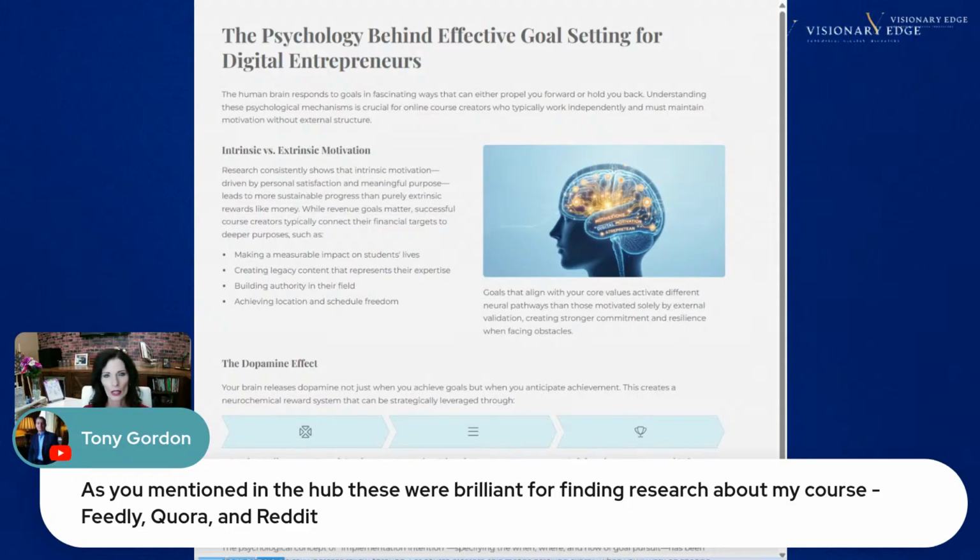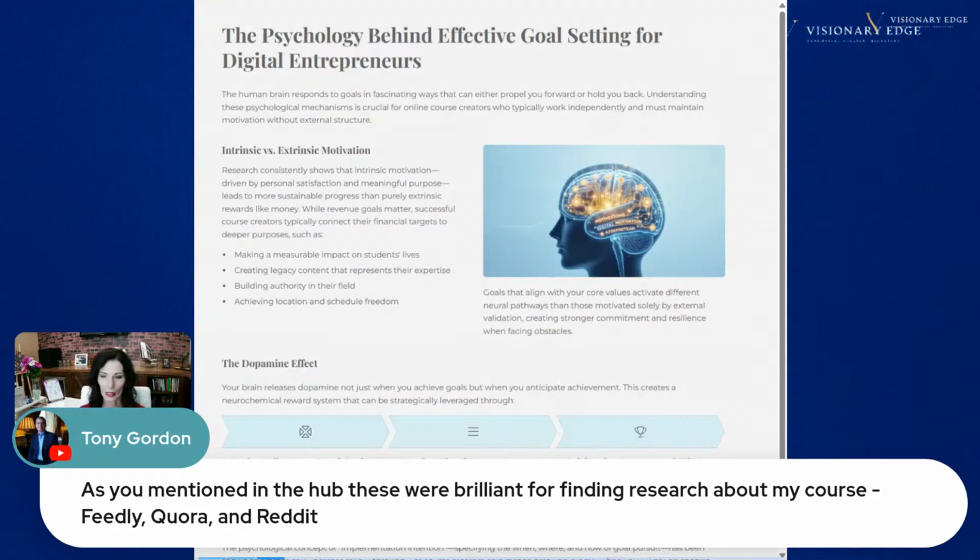So research consistently shows that intrinsic motivation driven by personal satisfaction, as well as having a meaningful purpose, leads to more sustainable progress than purely extrinsic rewards, like just being driven by money. So we know there are some people that are solely driven by money, some people that are more driven by impact, and the money is just a byproduct type of thing. So that's good to know about yourself and about your students. While revenue goals matter, successful course creators typically connect their financial targets to deeper purposes.